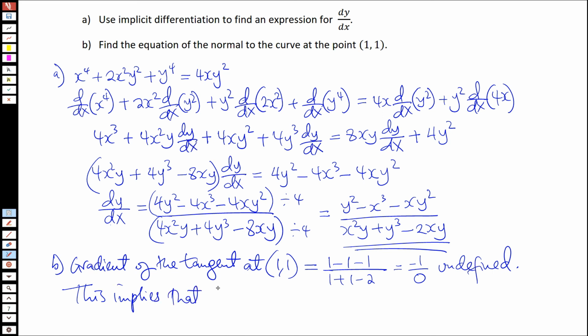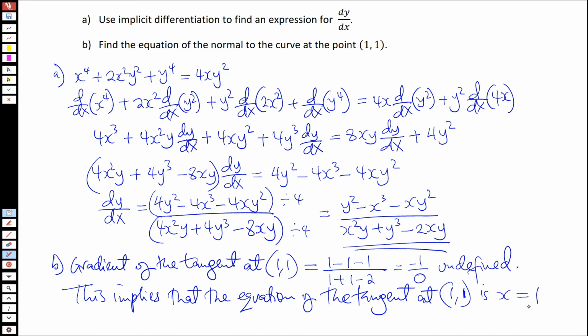So we can therefore say that the tangent at (1, 1) is vertical, like I said, which is x equals 1. So that's the equation of the tangent, and that's why its gradient is undefined.